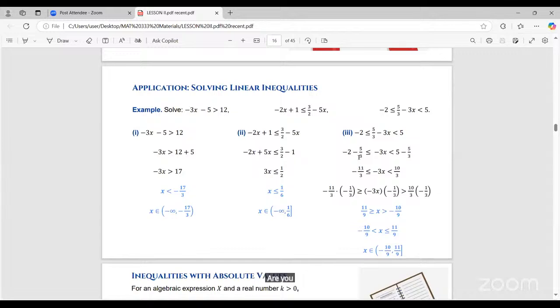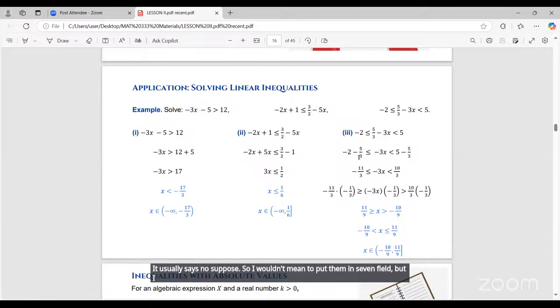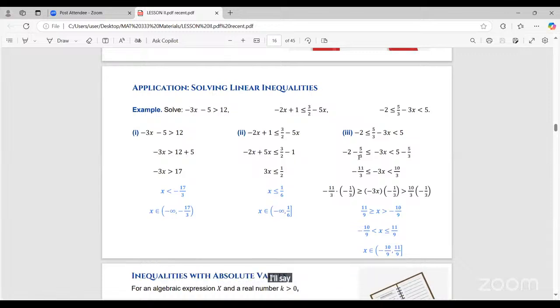Yes, ma'am. For number one, it really says less than and not equals. So are we meant to put that minus 17/3? I know it is going to minus infinity, but since it is less than, are we now meant to put the minus 17/3 there?